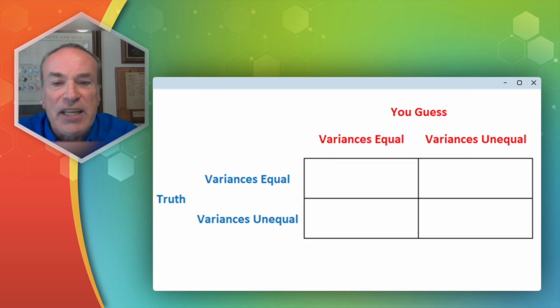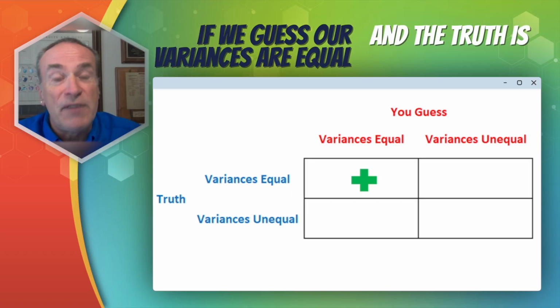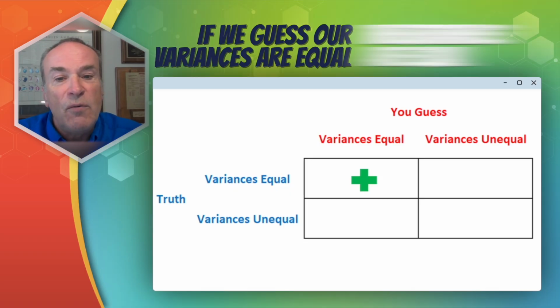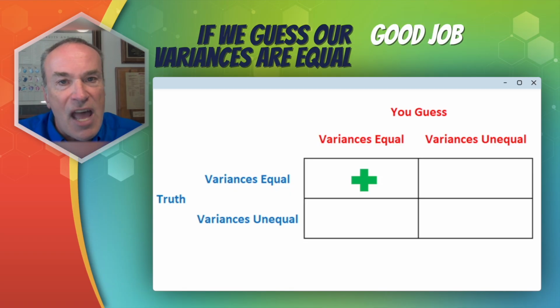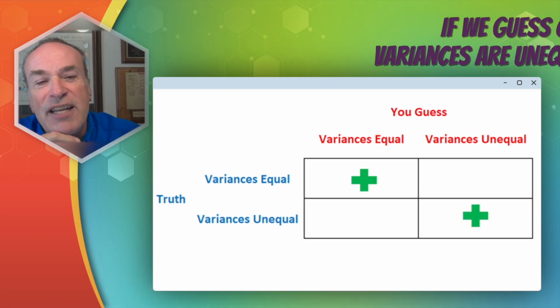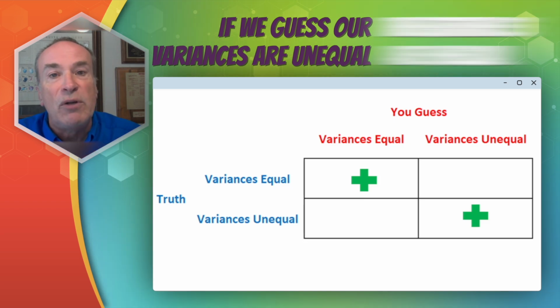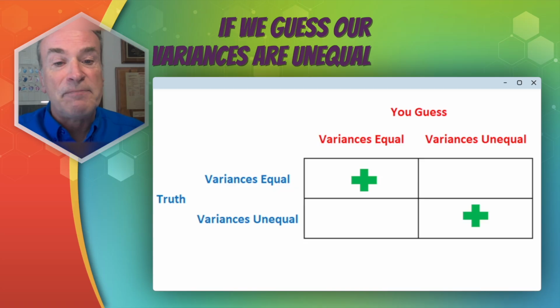Here's the 4-box of possible outcomes. So, let's look at this. If we guess that the variances are equal, and the truth is the variances are equal, we get the right answer. Good job. If we guess that the variances are unequal, and the truth is that the variances are unequal, we get the right answer.